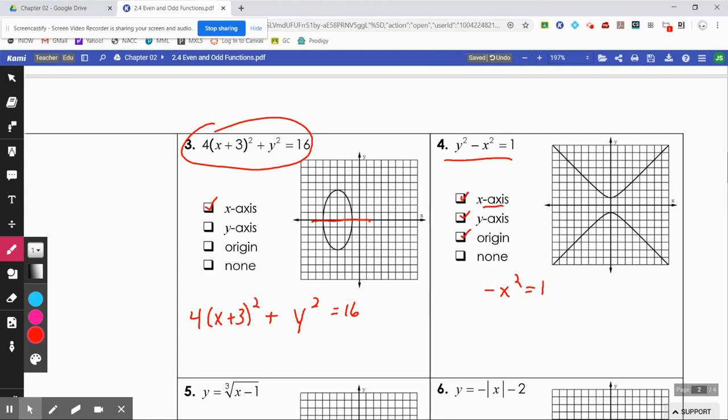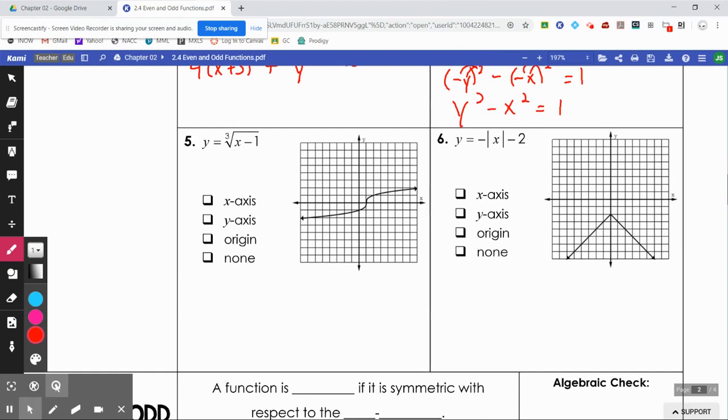Y-axis symmetry says you should be able to take out the x and replace it with negative x. So let's remove this, replace it with negative x, and the same thing happens. Square each, and it does result in a positive x squared. And to check for the origin, we replace the y with negative y and the x with negative x, and square it, and it should give you the exact same equation you started with. And we've already done this. Square each here gives you y squared, square each here gives you x squared, and that will be y squared minus x squared equals 1, which is the original. So yes, it has all 3 types of symmetry.